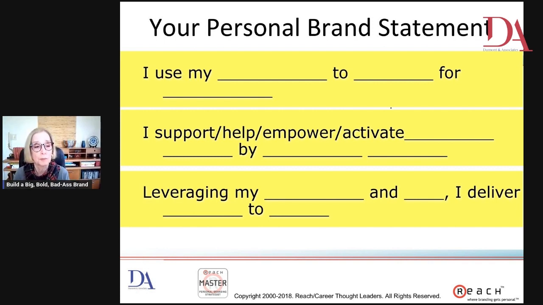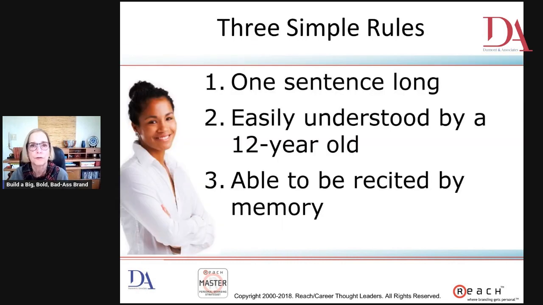The main thing I want you to remember is you want to list something about your strengths, you want to talk about the results, and you want to talk about who you help. So your strengths, your niche, and the results. And I'm going to send you a sheet with the replay that has different versions of this. Okay, 3 simple rules for your personal brand statement.